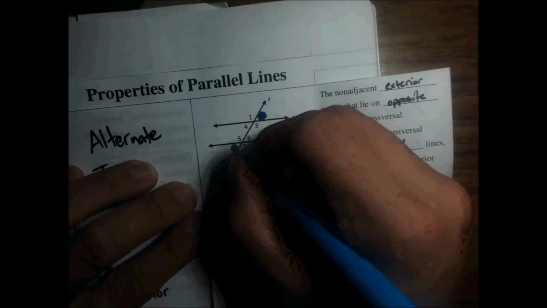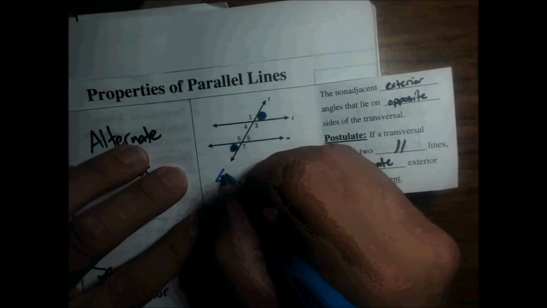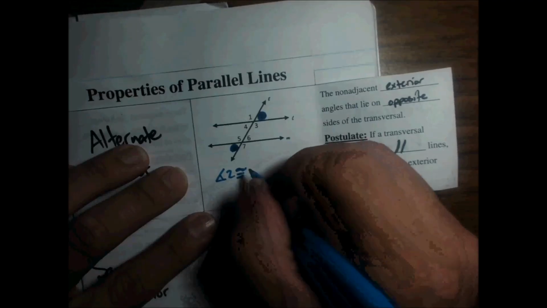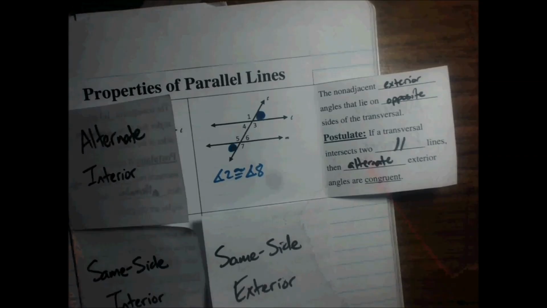Whereas, like angle 1 is the other pair. Angle 1 and angle 7. I drew a heart for these because those match up. Angle 1 would be congruent to angle 7. Alright.